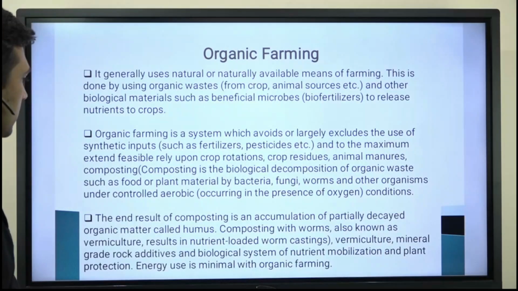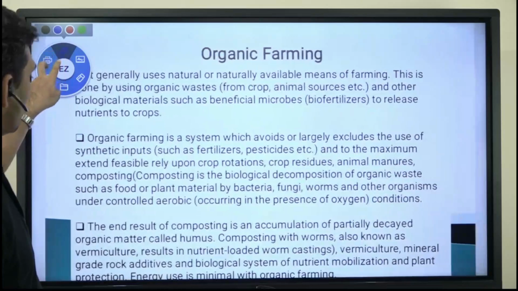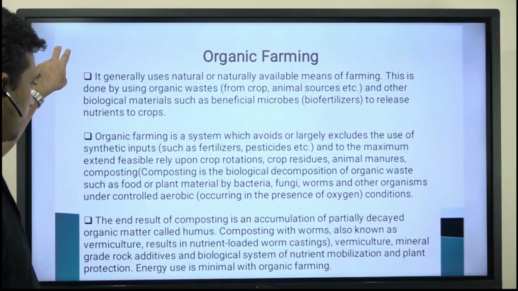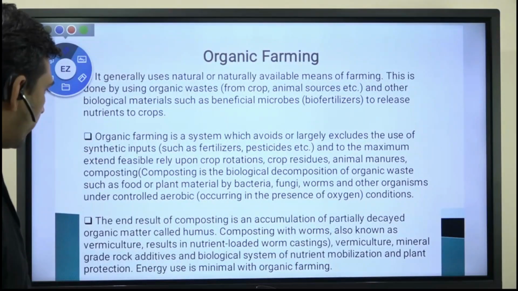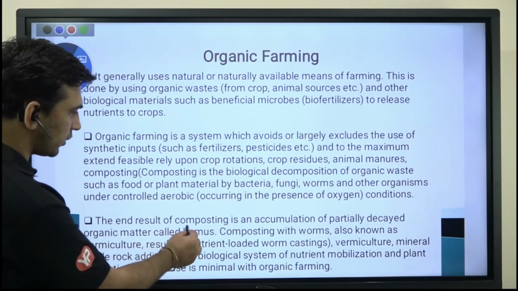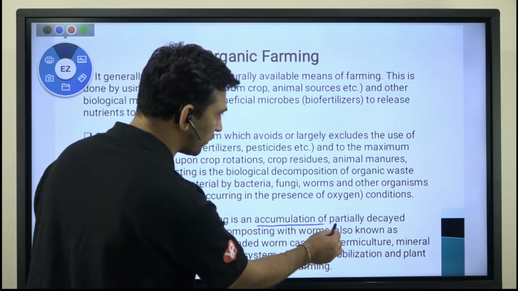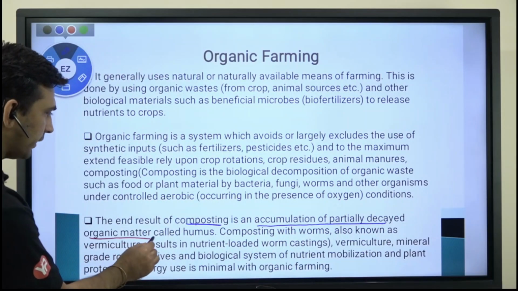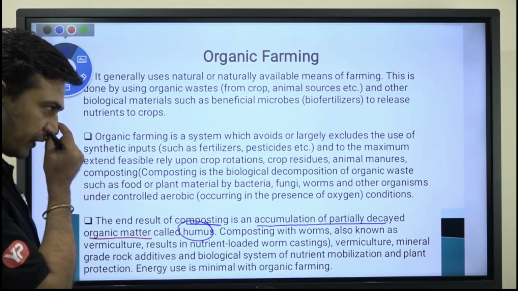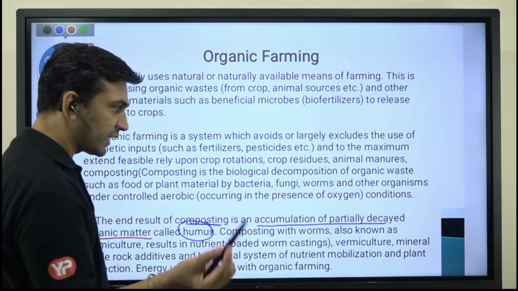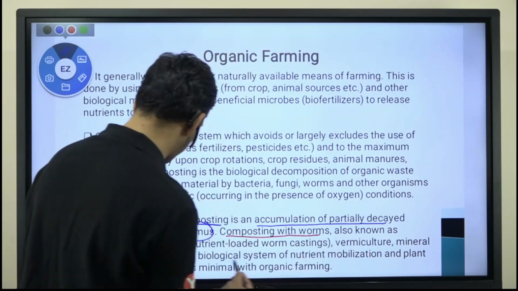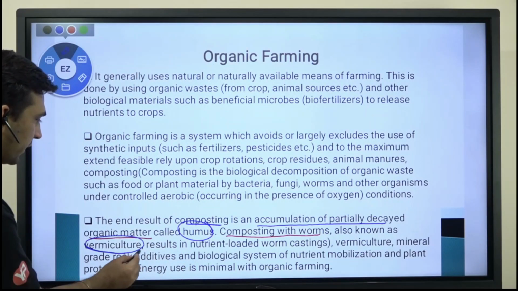So let us come back to the same original slide. Just have a look over here at what I read to you earlier. The end result of composting is an accumulation of the partially decayed organic matter called humus, right. So simply, if you do composting, humus is made, compost is made. But what if you do composting using worms? Composting with the help of worms, we have given it the specific name vermi composting and vermiculture.